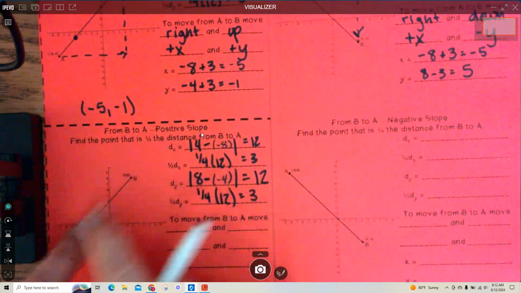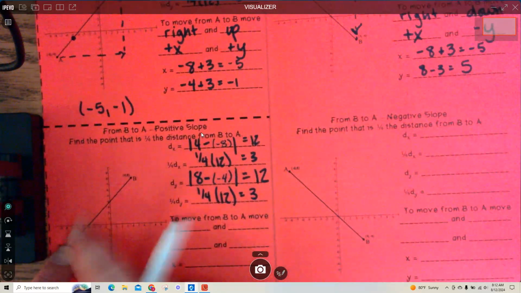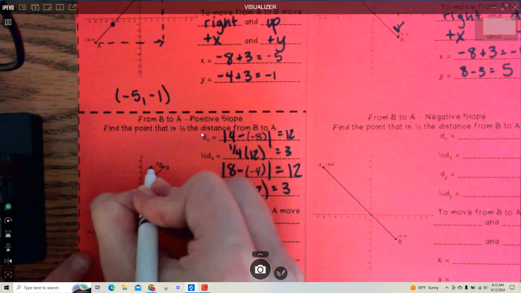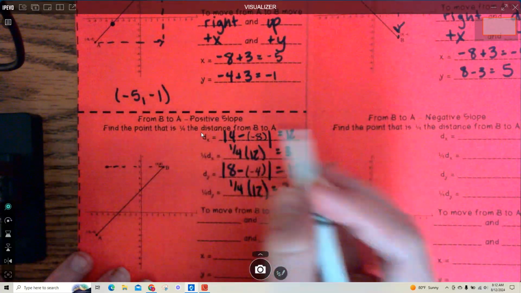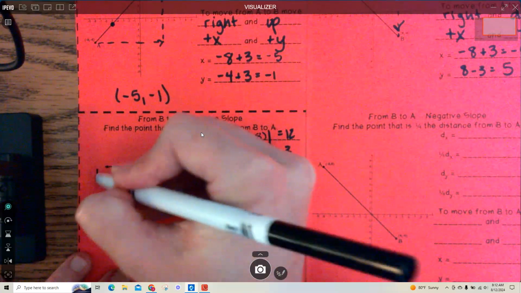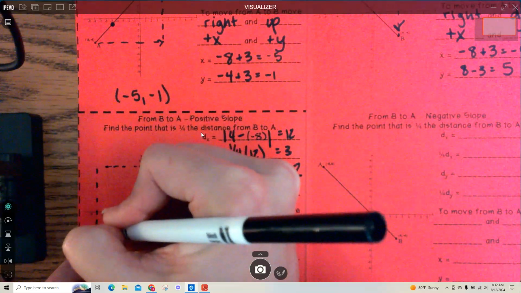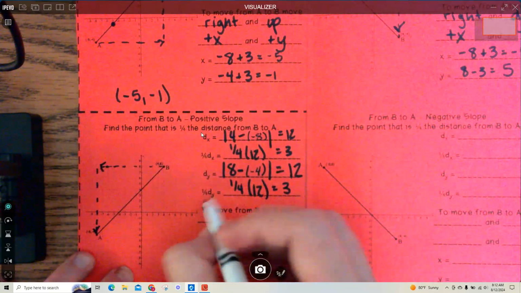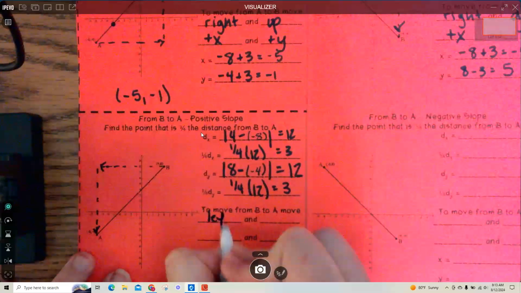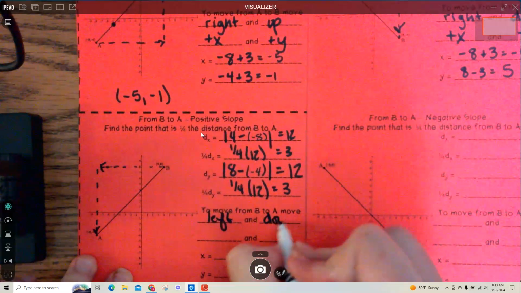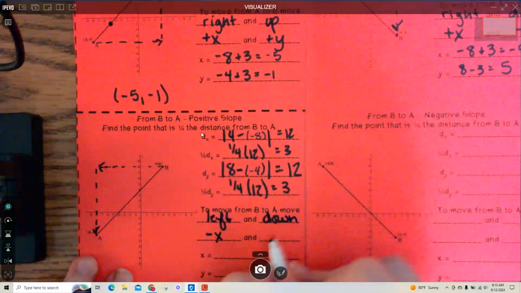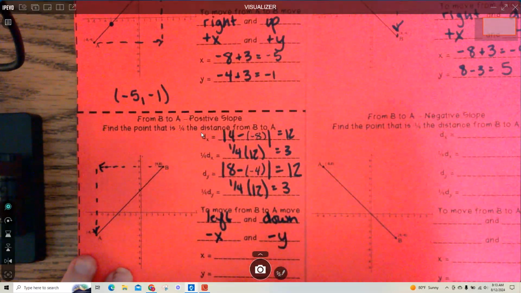Okay, we're going from B to A. So to get from B to A, we still go left, right first. So I'm going to go left, and then I'm going to go down. Okay, so I'm moving left and down. Left is a negative x, down is a negative y.